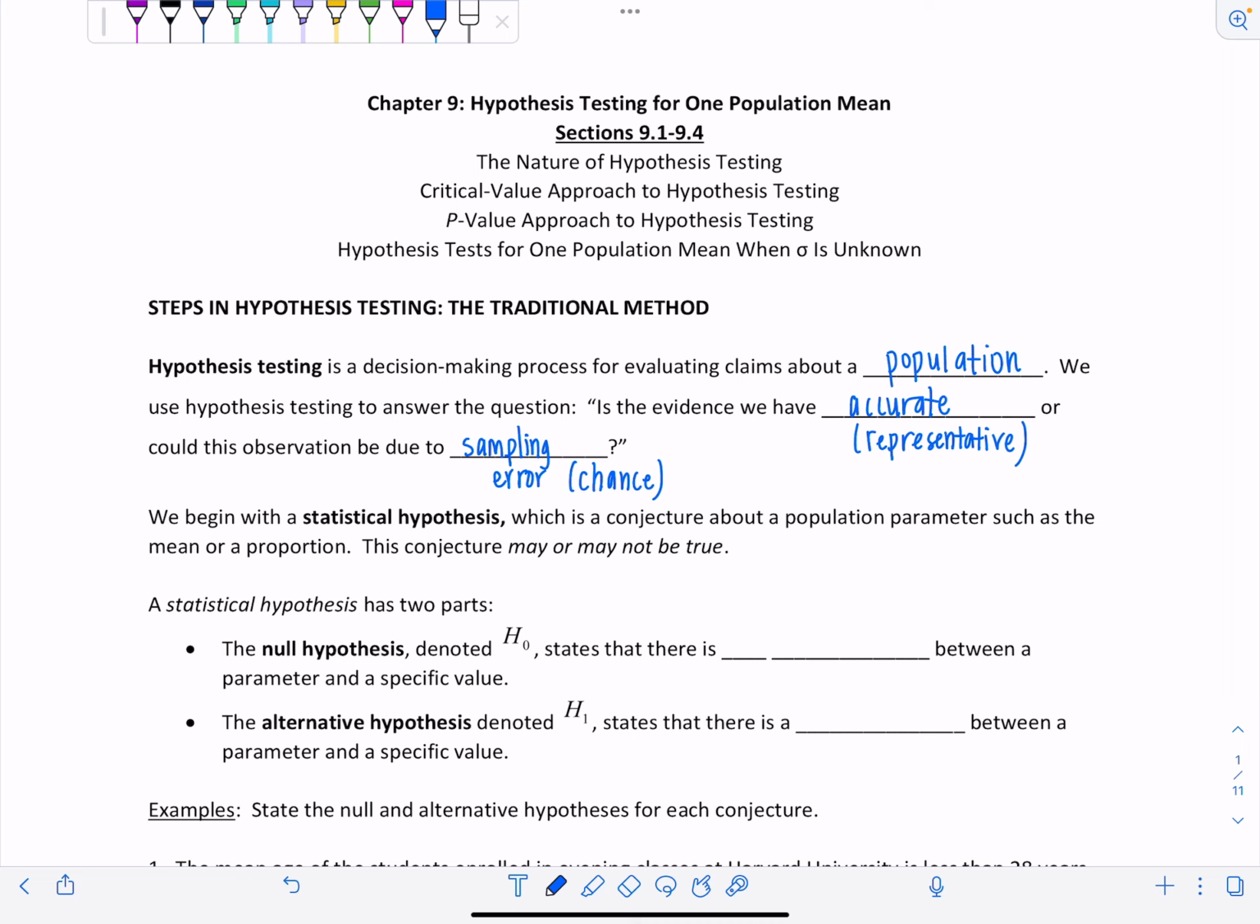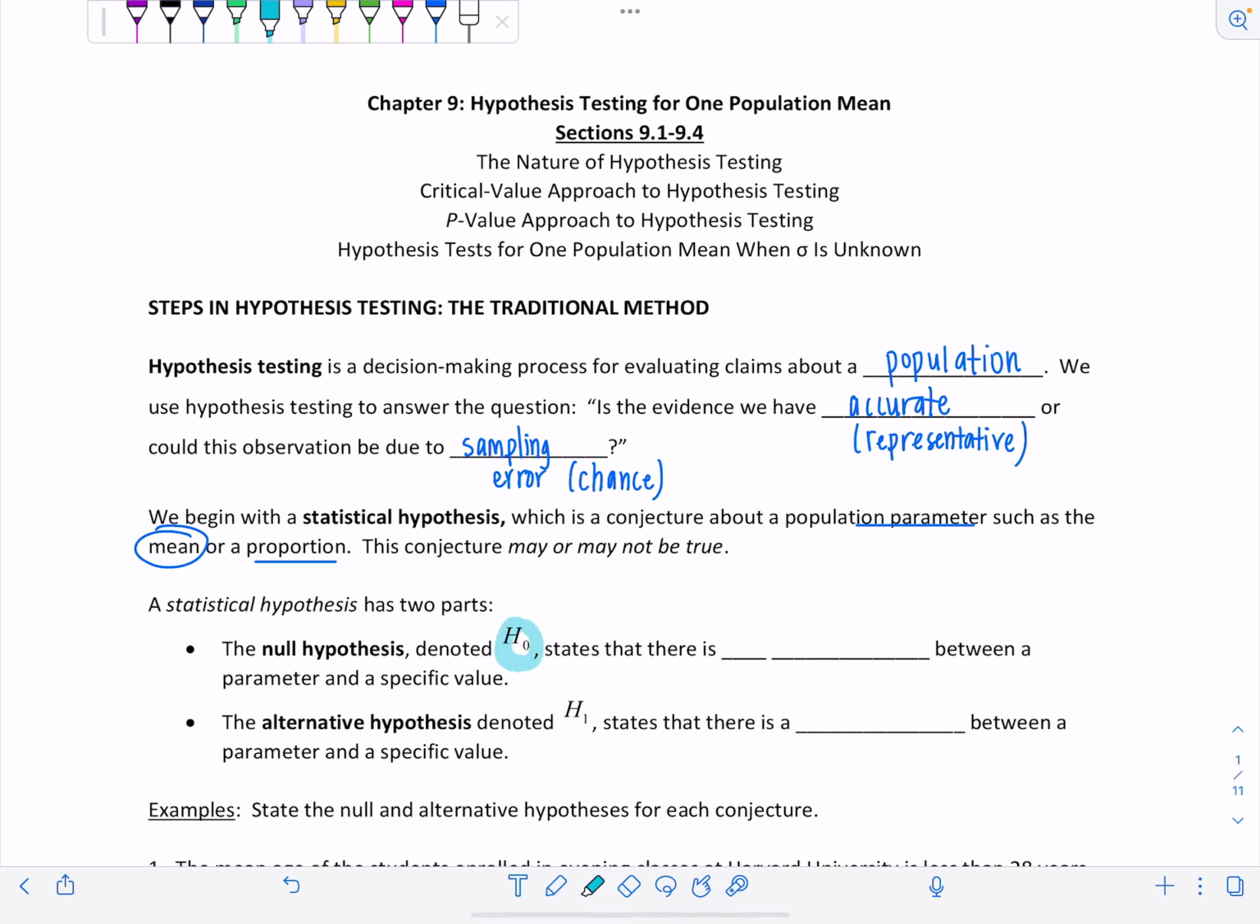So there's a special way that you phrase a hypothesis in statistics, and it's a conjecture about a population parameter, such as the mean, or, which we're going to study later on, a proportion. And this conjecture, just like any conjecture, may or may not be true. A statistical hypothesis has two parts. First part you state is called the null hypothesis, and it's denoted H with a 0 subscript.